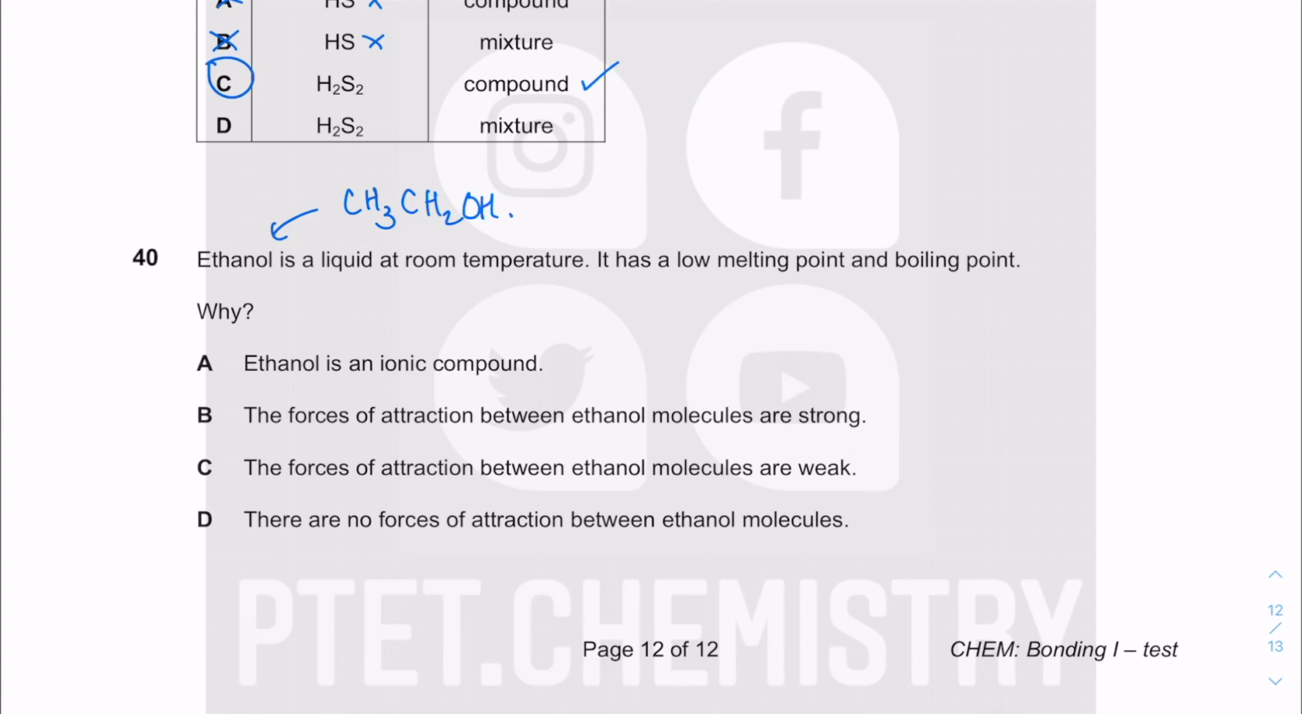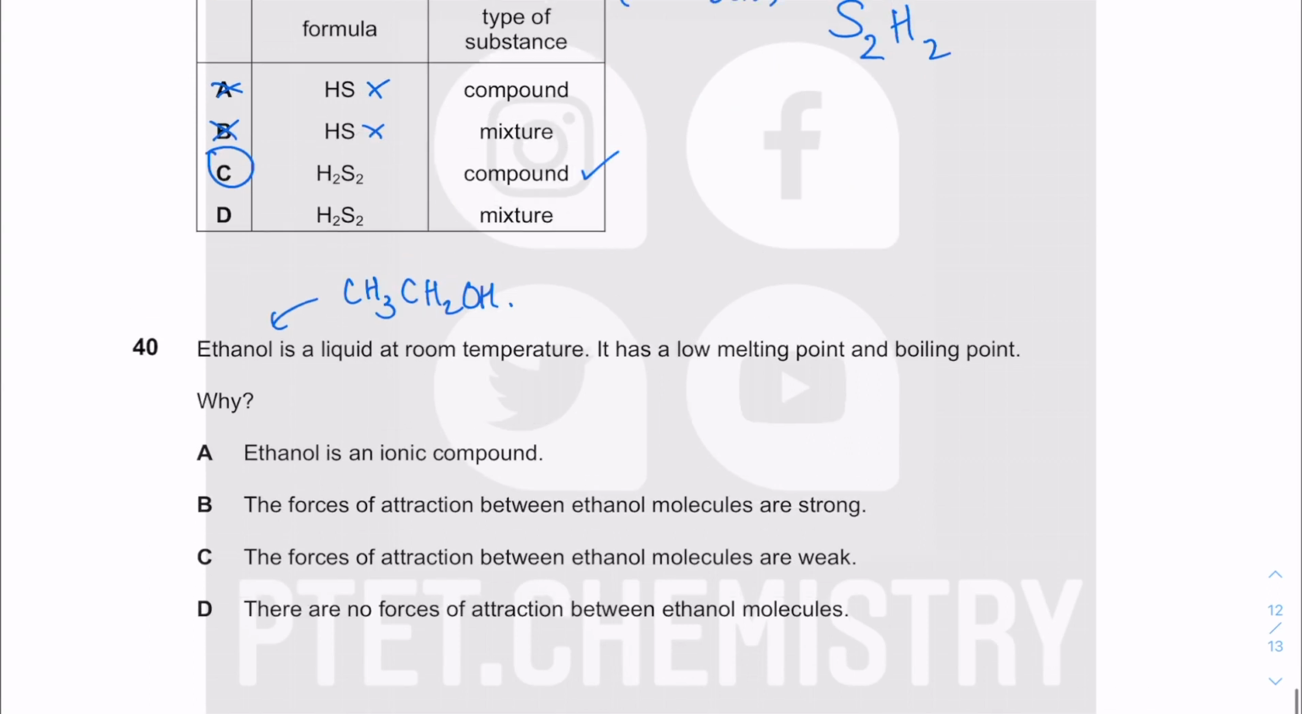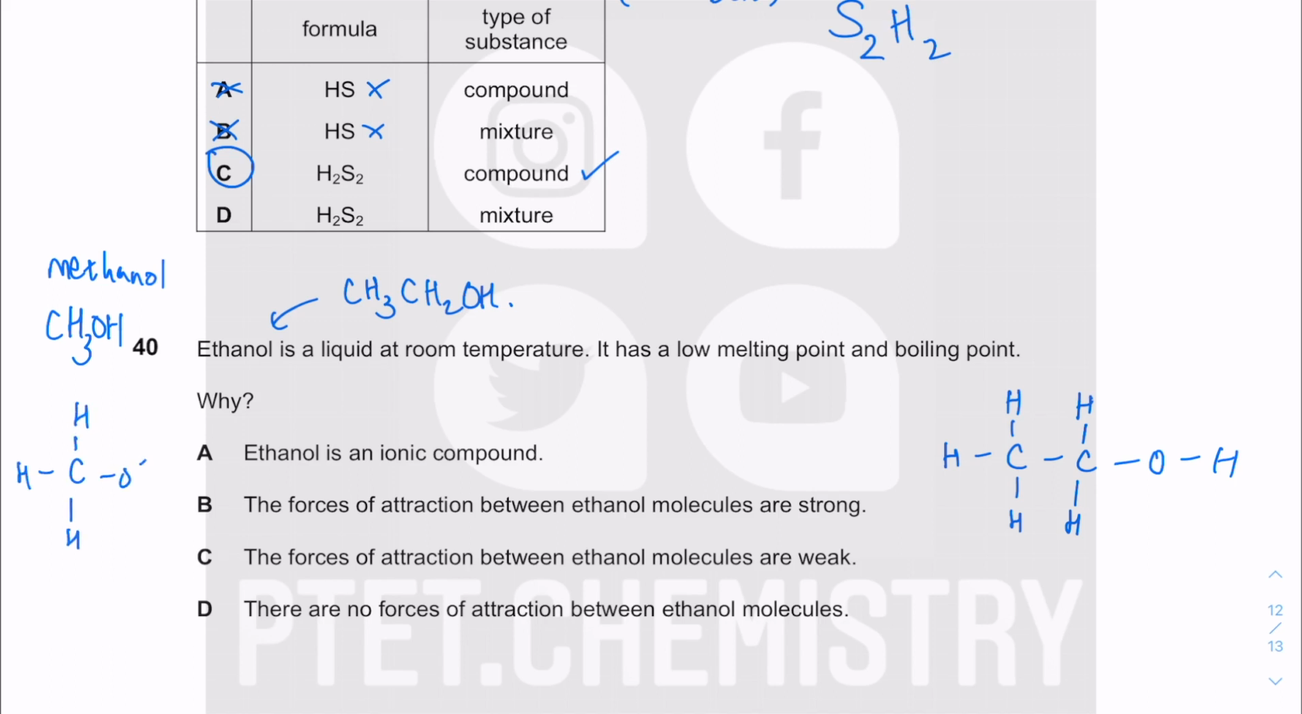CH3CH2OH. If I'm not mistaken, you have methanol in your syllabus under the dot and cross for covalent compounds. So you know how to draw CH3OH, which means you should be able to draw ethanol. But this question is really not asking you to draw, so you don't need to draw in order to do this question, because they say it's a liquid at room temperature and pressure. It has low melting and boiling point. So that simply tells you that it's a simple molecular structure.